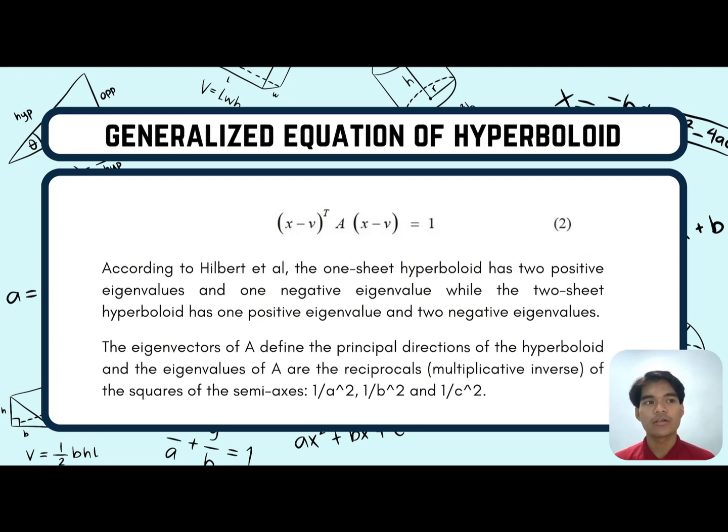According to Hilbert, the one-sheet hyperboloid has two positive eigenvalues and one negative eigenvalue, while the two-sheet hyperboloid has one positive eigenvalue and two negative eigenvalues. The eigenvectors of A define the principal directions of the hyperboloid, and the eigenvalues of A are the reciprocals, or multiplicative inverses, of the squares of the semi-axes: 1 over a squared, 1 over b squared, and 1 over c squared.